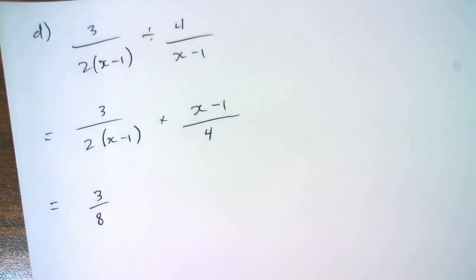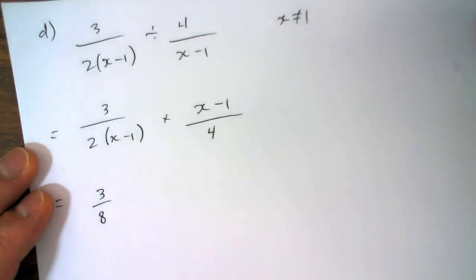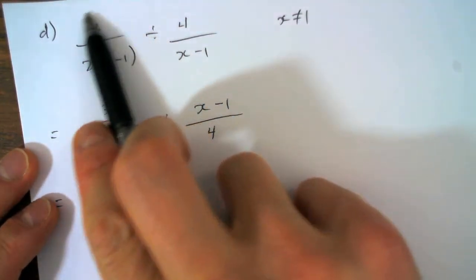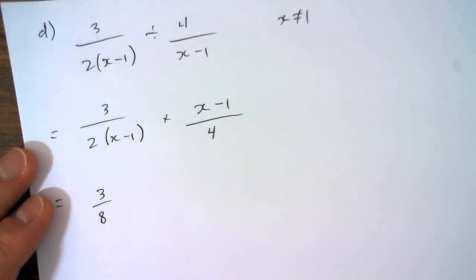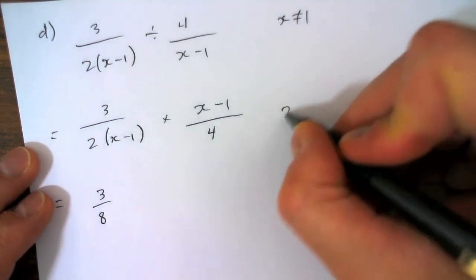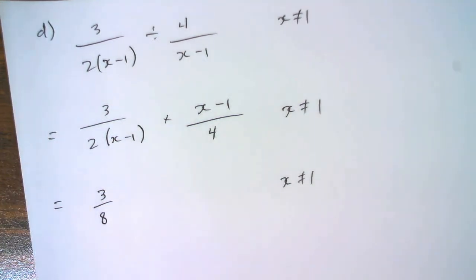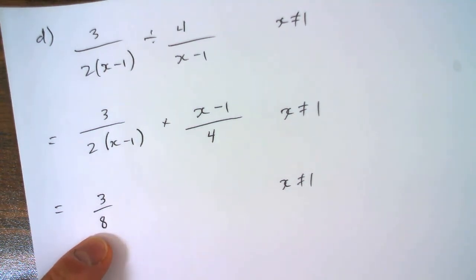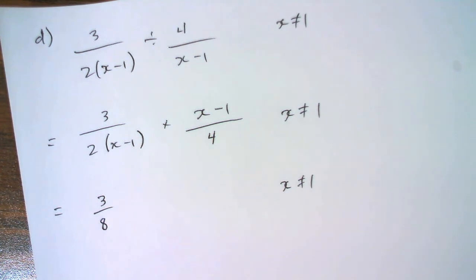In this example, x cannot be equal to 1. And that's because it would make this expression undefined. It would also make this expression undefined. So even though there is no x in this expression, the restriction is that x cannot be equal to 1.